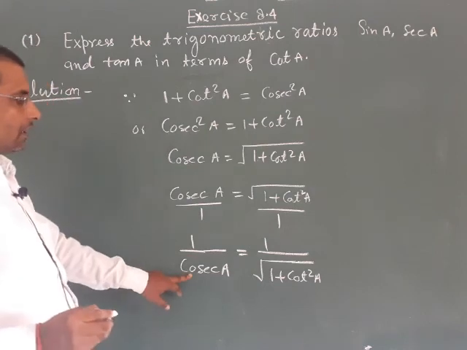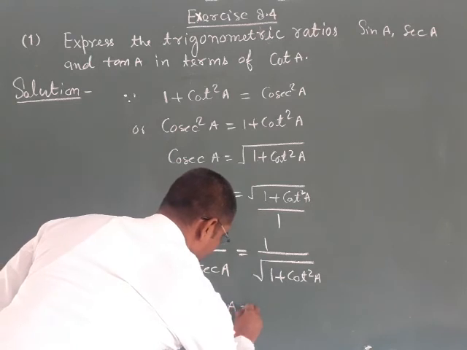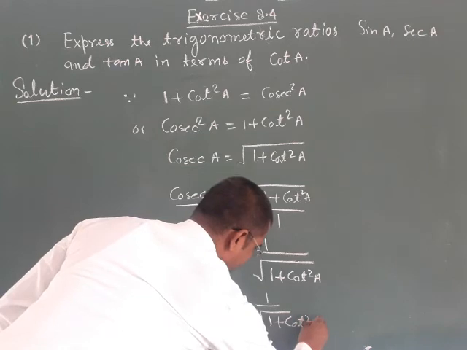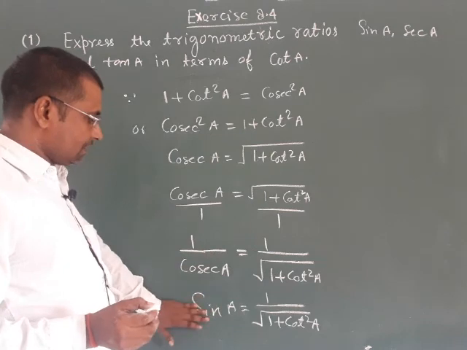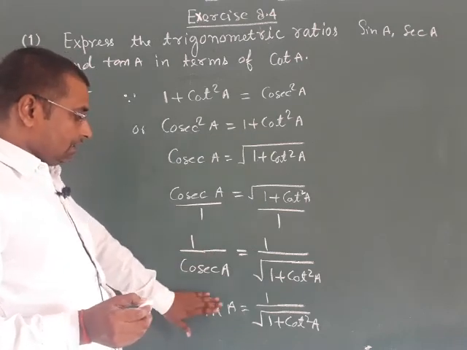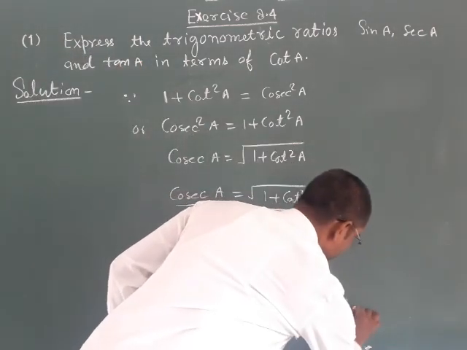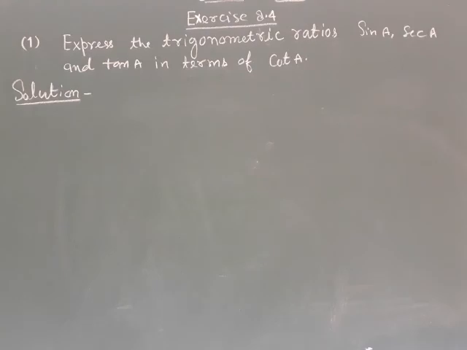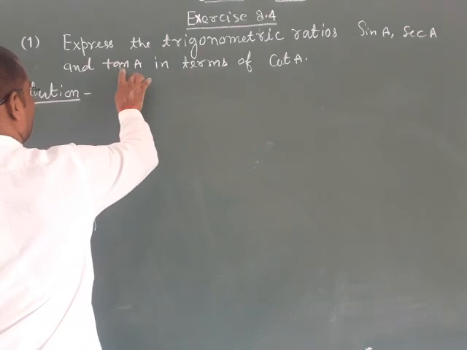So 1 upon cosec A is sin A, so sin A is equal to 1 upon root 1 plus cot square A. So this changes sin A into cot A. So this is the first answer. Now sec A change into tan A.